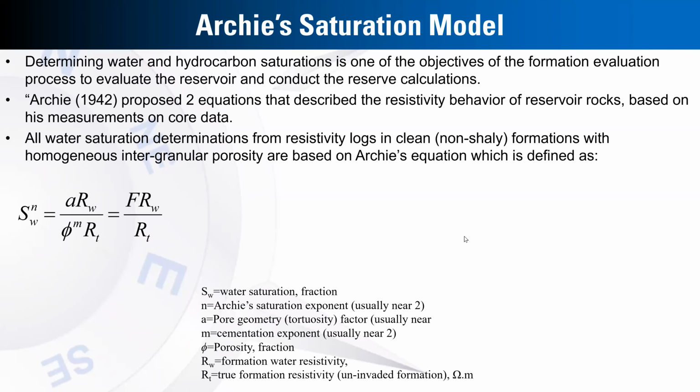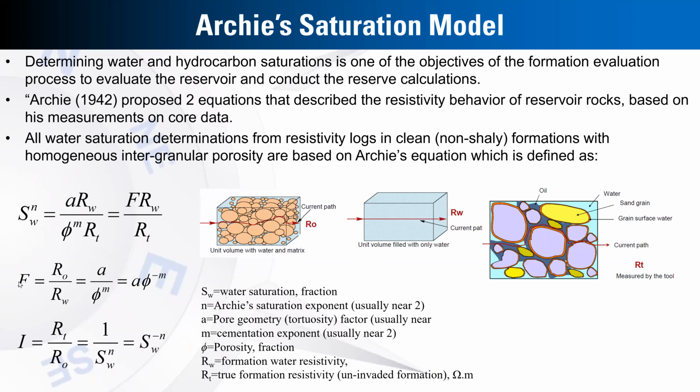The last part to highlight is that for saturation calculations, we mostly use the Archie saturation model defined by this equation. So we have two different forms to get this final form of the Archie model. This one is the formation resistivity factor, defined by R0, the resistivity of formation at 100% water, and RW, the resistivity of formation water.